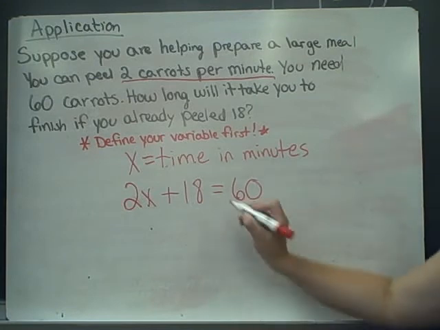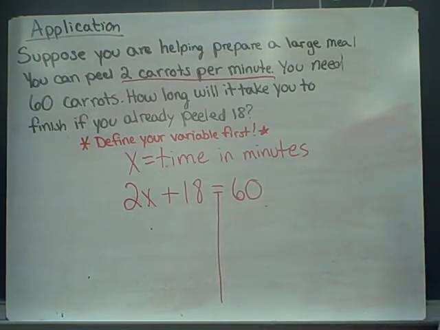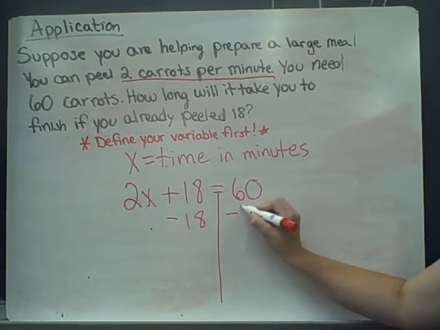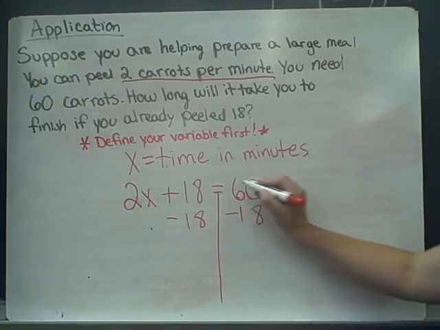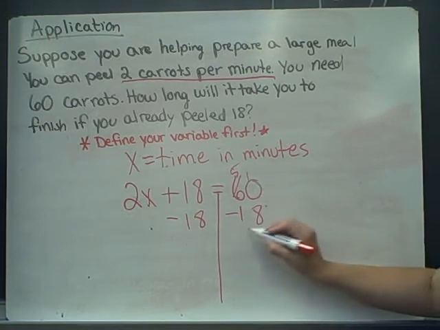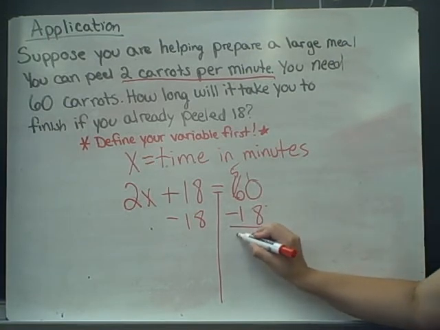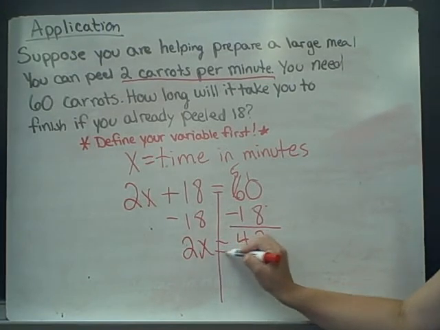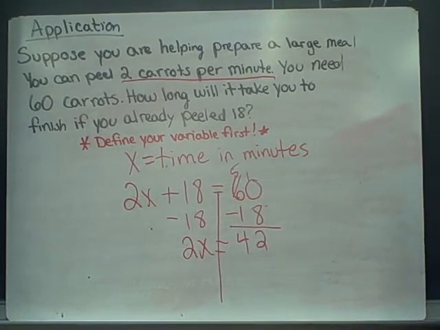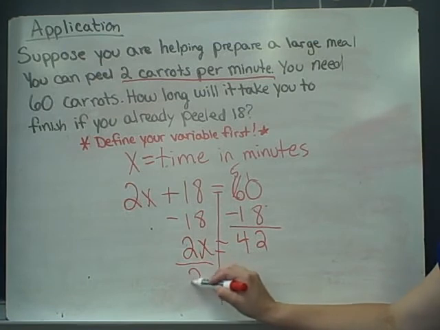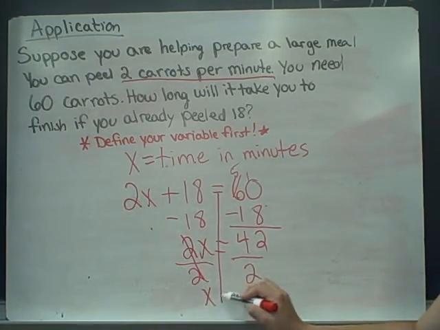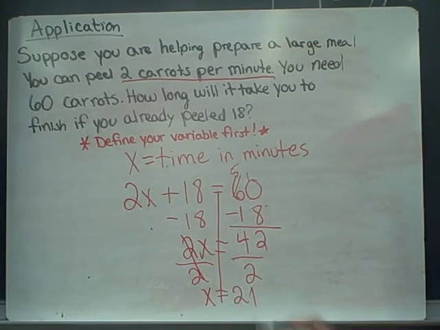So to solve that equation, again, we're going to add or subtract first. So let's subtract 18 from both sides. So we have 2x equaling 42. And then I have to divide by 2. Again, these cancel. X would equal 21. So 21 what? 21 minutes.